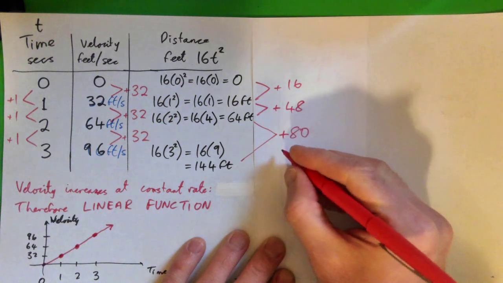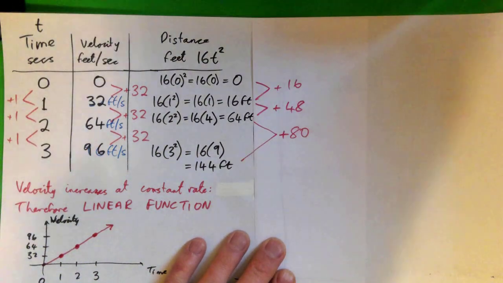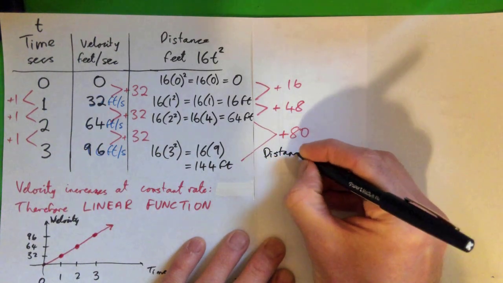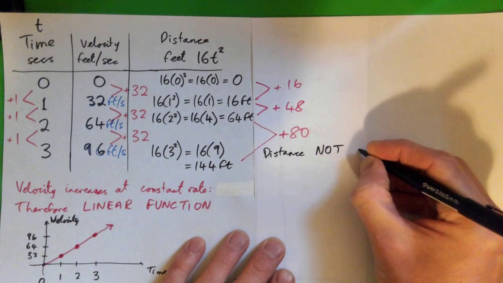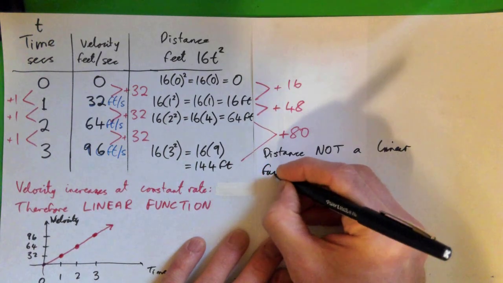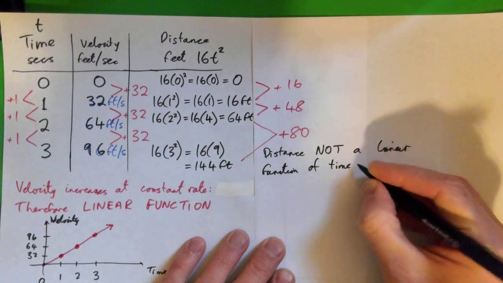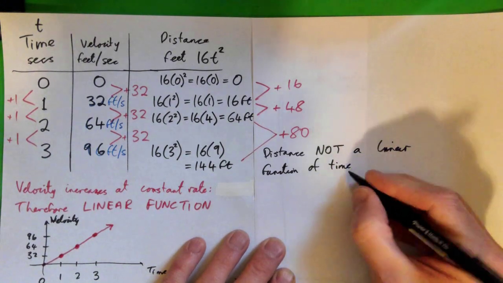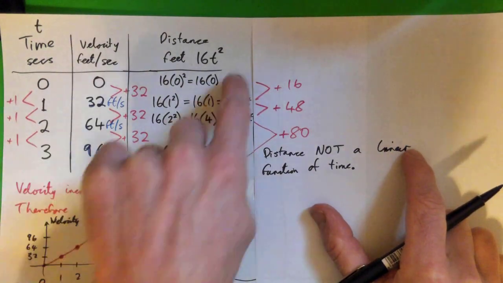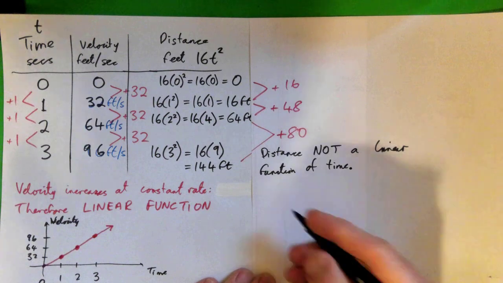So basically, the question is, is the distance a linear function of time? We say the answer is no. Distance is not a linear function of time since the rock was dropped, okay? Distance is not a linear function, but velocity is a linear function. Velocity is linear, distance is not. That make sense?